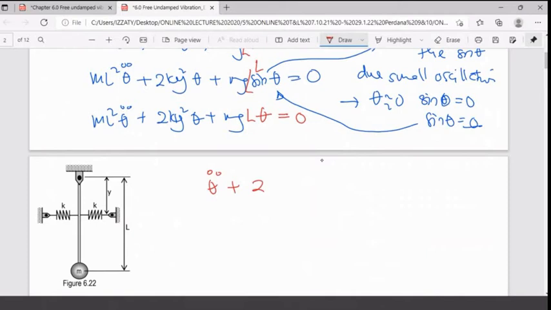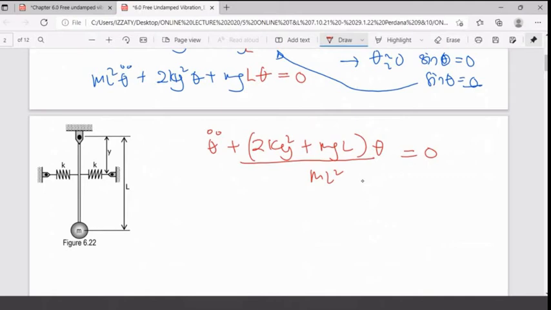What do you call it? It is a common parameter. So you have here 2ky square plus mgl theta, divided by ml square, is equal to 0. It's not very difficult, isn't it?